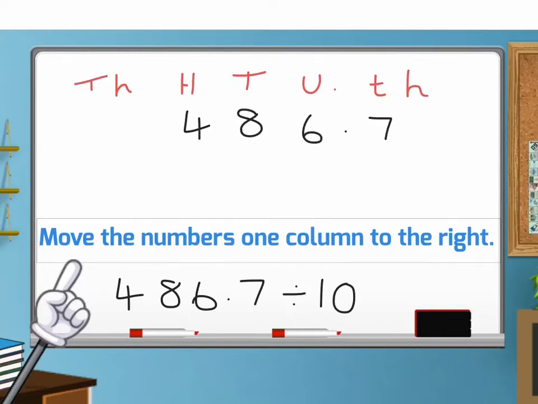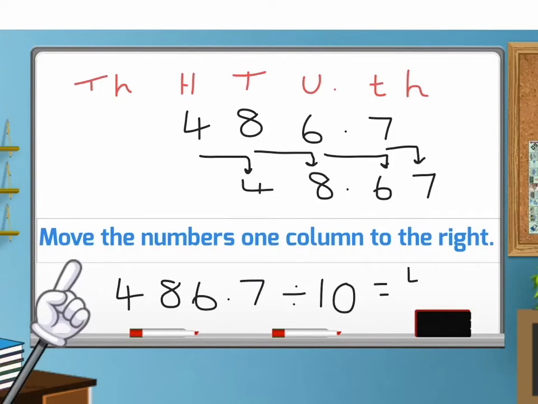486.7. Put my decimal point on my answer line, and I begin the process then of moving everything one column to the right. So the 7 goes from the tenths to the hundredths. The 6 goes from the units to the tenths. The 8 goes from the tens to the units. And the 4 goes from the hundreds to the tens. So 486.7 divided by 10 equals 48.67.